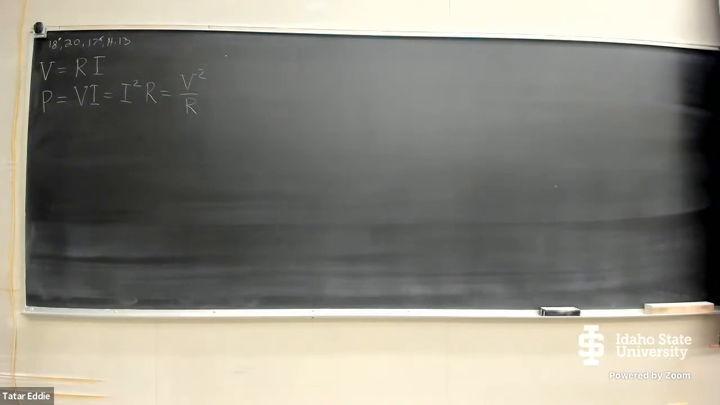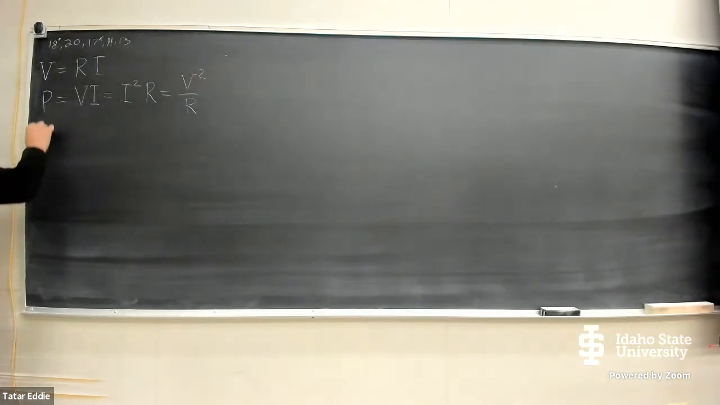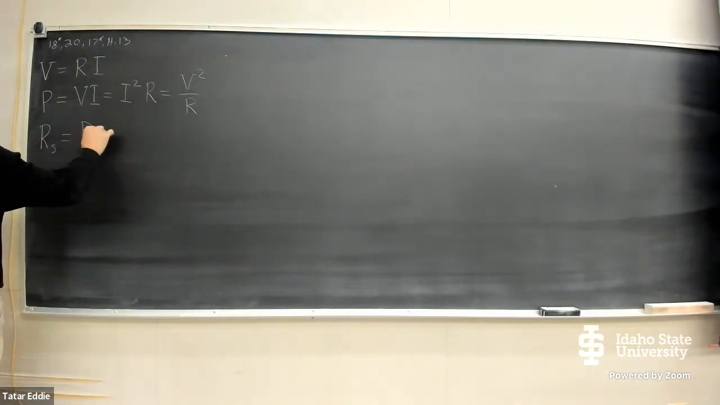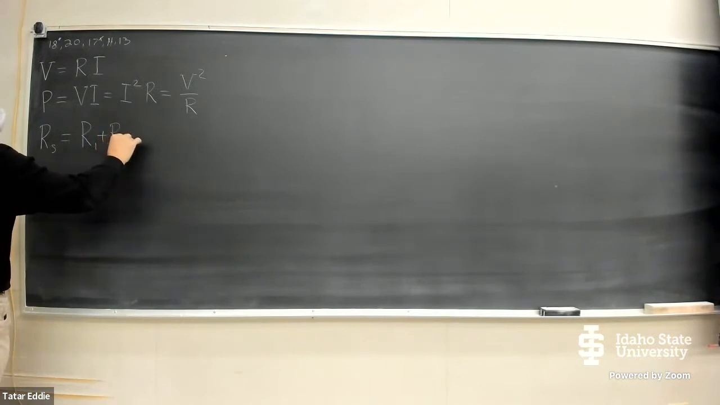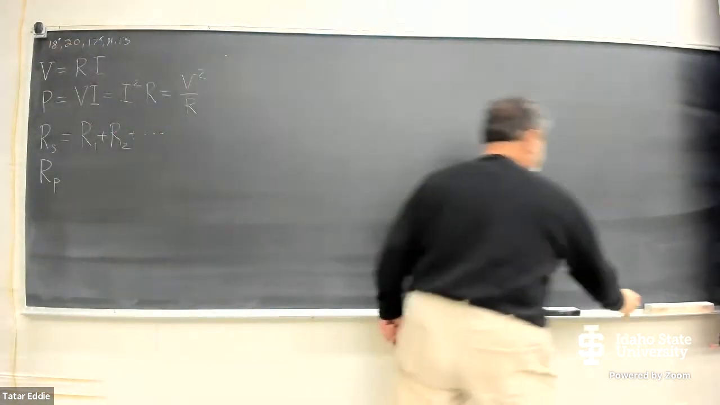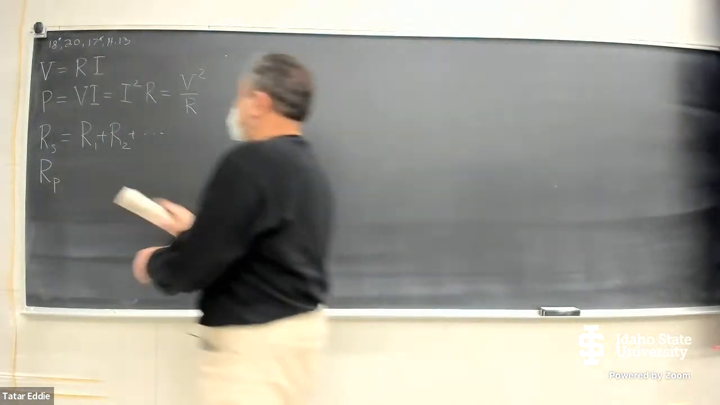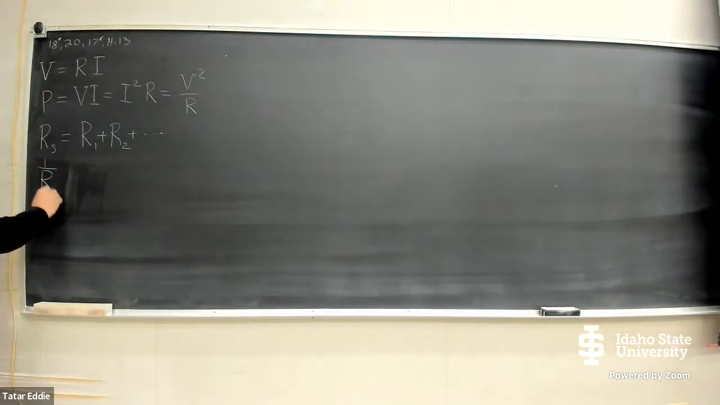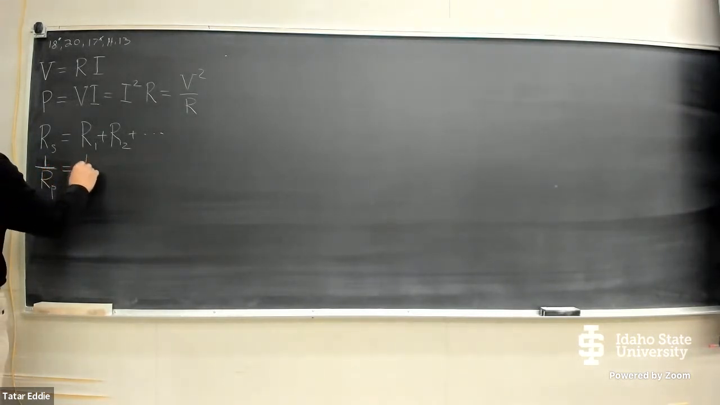We also talked about capacitors and resistors connected in parallel or in series. Resistors connected in series give you an effective resistance equal to the sum of the individual resistances, while resistors connected in parallel have equivalent resistance given by the following expression. The inverse of the equivalent resistance for resistors connected in parallel is equal to the sum of the inverses.